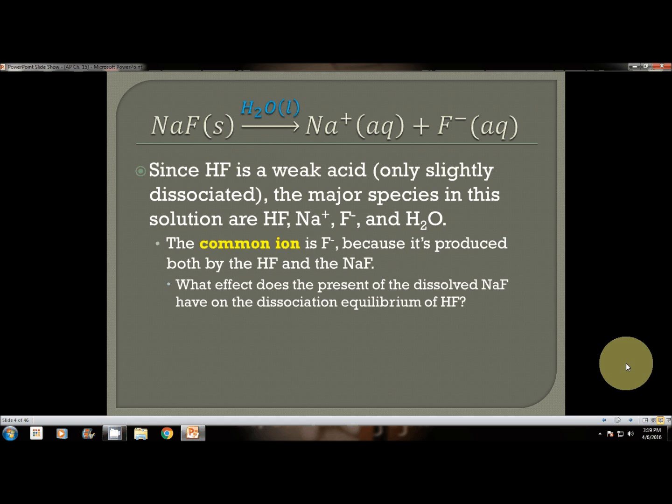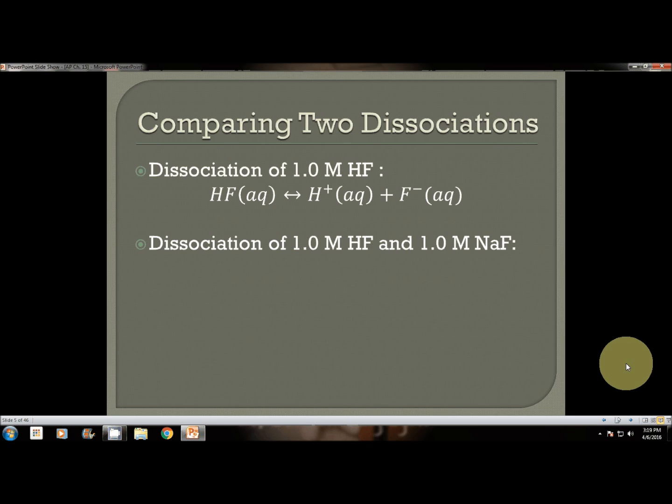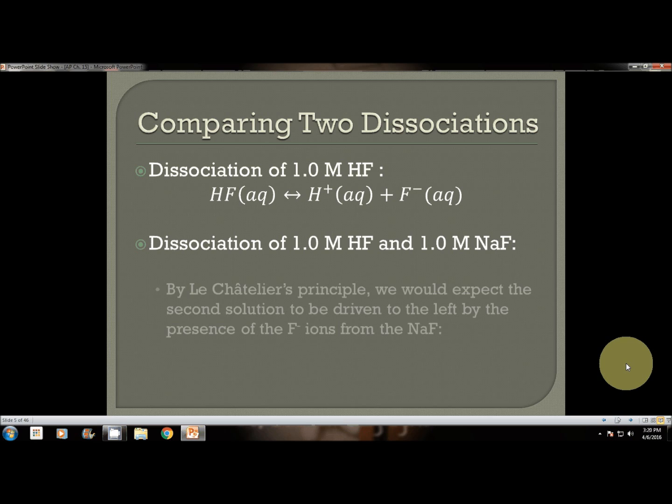So between the sodium fluoride dissociating and the hydrofluoric acid dissociating, the common ion between the two is the fluoride ion, because it's produced by both of them. So now we have to ask ourselves, what effect does the presence of the dissolved sodium fluoride have on the dissociation equilibrium of the hydrofluoric acid? So we're going to compare the two dissociations. Just to review, the dissociation of the acid breaks down into the H plus and the anion. And then we also compare the original acid by itself to the acid with the salt in it. And everything is 1 molar.